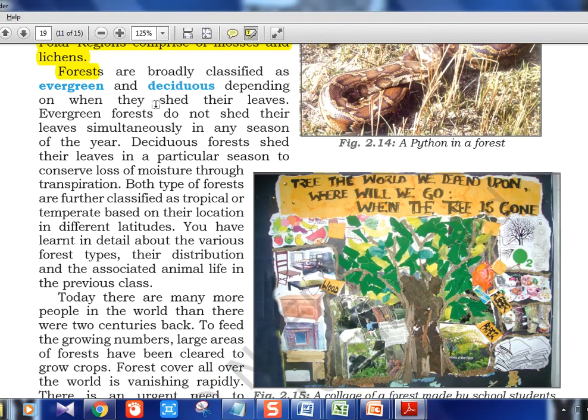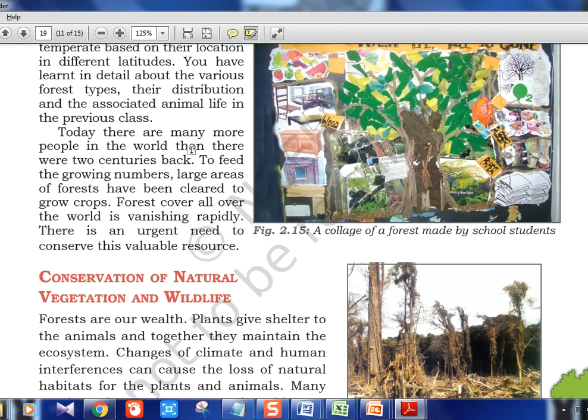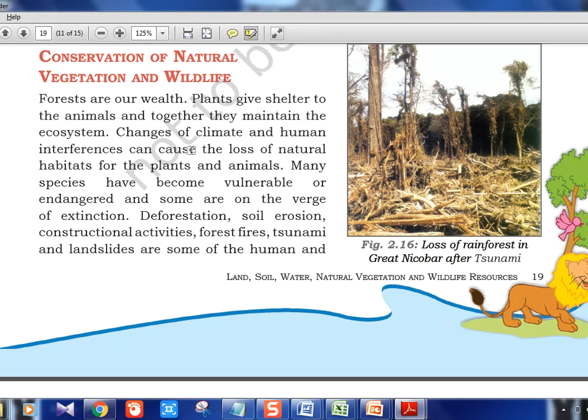Forests are broadly classified as evergreen and deciduous. All this we have done in class 7th. Nothing new is there in class 8th. You don't have to waste time reading this.